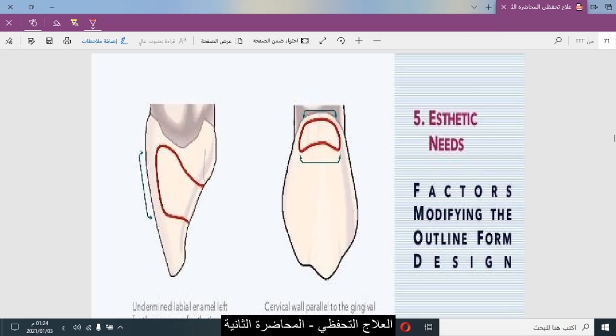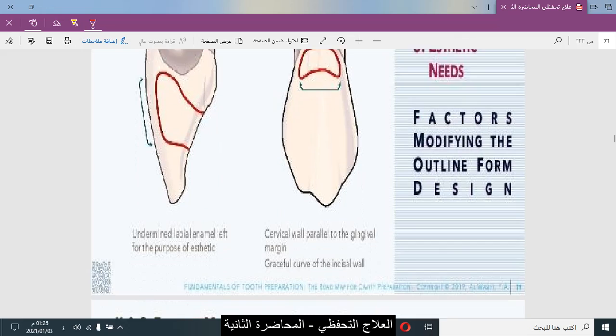From the cervical wall of the cavity, the occlusal wall of the cavity must be given a curve. This follows the gingival contour. This follows the occlusal curve. This is the outline which we need in the class 5 cavity for all these.